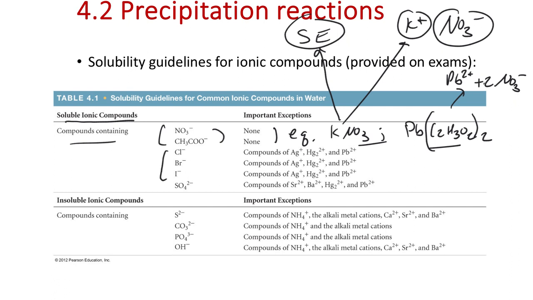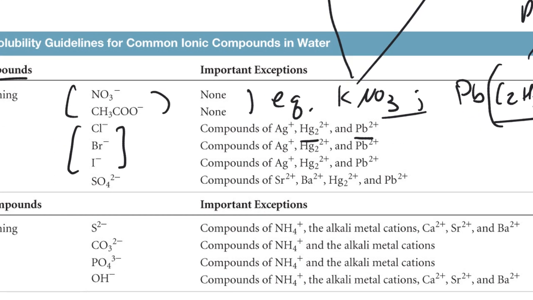Now, another group of ions: chloride, bromide, iodide, the halide ions minus fluoride. Chloride, bromide, and iodide mostly form soluble compounds, with 3 exceptions: silver, lead 2+, and that goofy mercury 2, 2+. Let me zoom in a little bit just so we see that Hg2, 2+. We probably remember this from nomenclature.